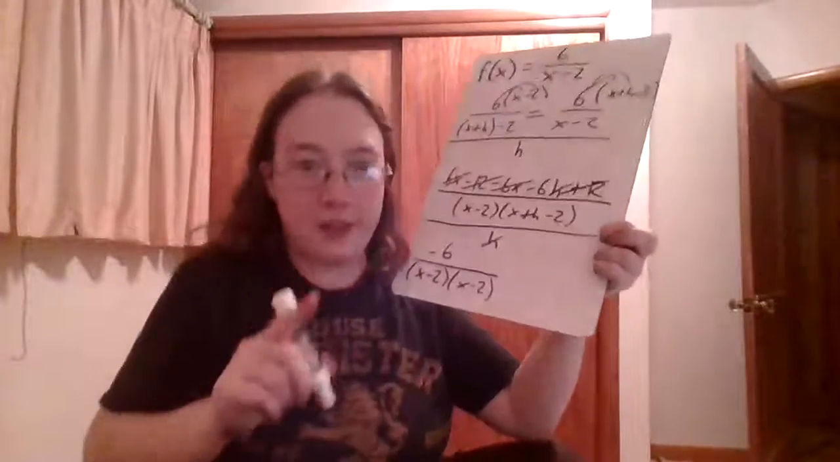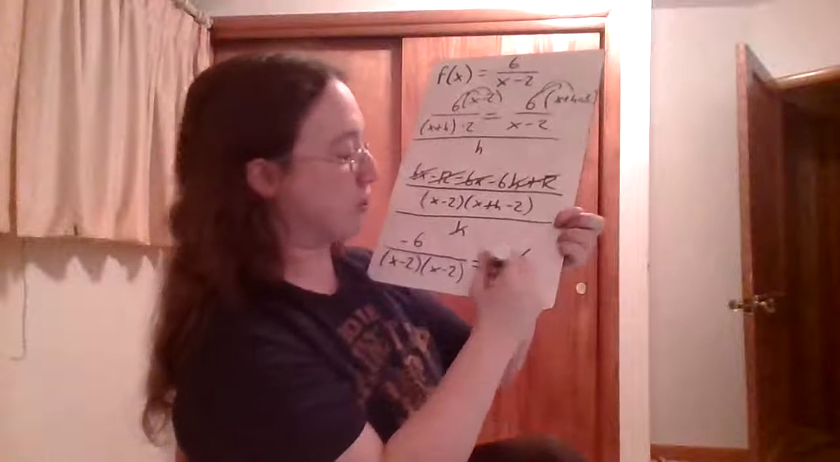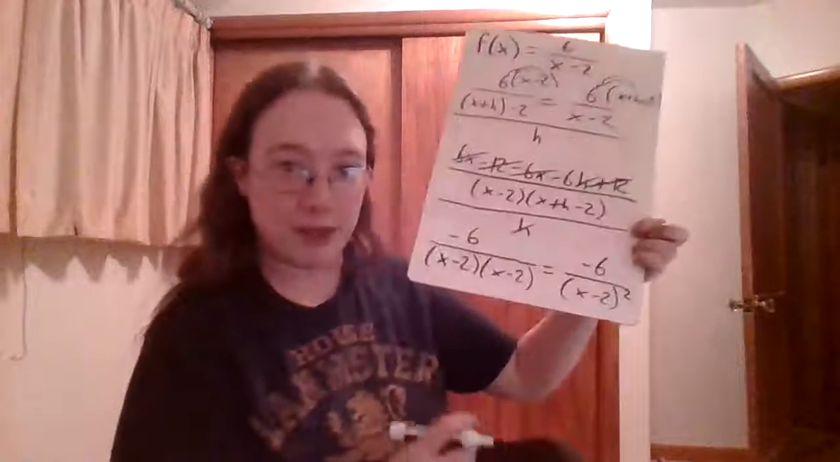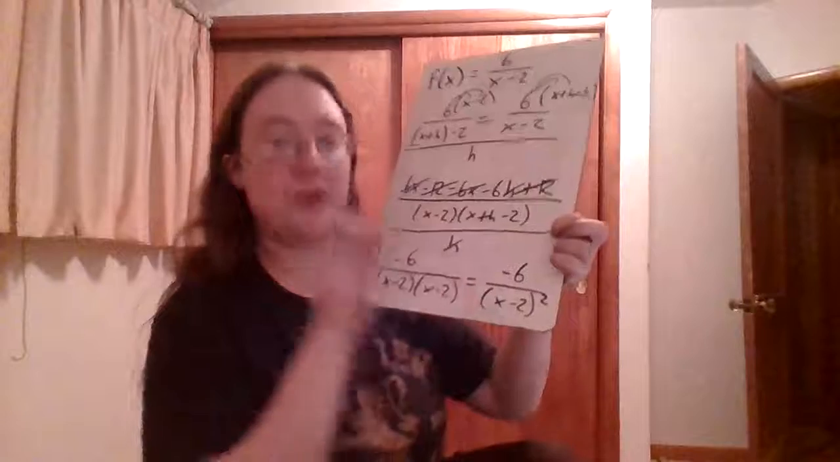Now, if you leave it like that, that's fine. Just a heads up that if you double check that in the back of the book, it's probably going to have this instead. Same thing. So I don't particularly care whether you have an x minus 2 times an x minus 2 or an x minus 2 squared. Same thing.